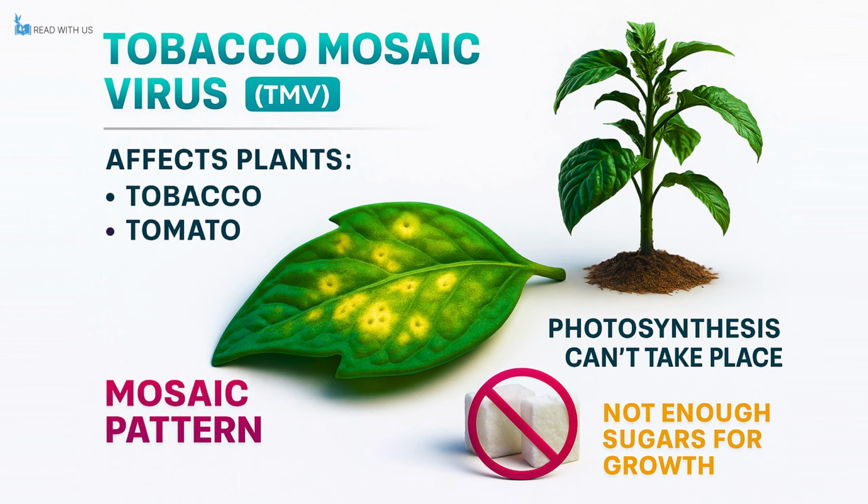It is called tobacco mosaic virus, often shortened to TMV. This virus infects only certain types of plants, especially tobacco and tomato plants. The name mosaic comes from the pattern it creates on the leaves, which develop patchy areas of discoloration. These patches form a mosaic-like pattern that prevents photosynthesis from taking place properly. Photosynthesis is the process by which plants make sugars using light, so when this process is disrupted, the plant cannot produce enough energy to grow and develop properly. As a result, infected plants become weak, stunted, and less productive.